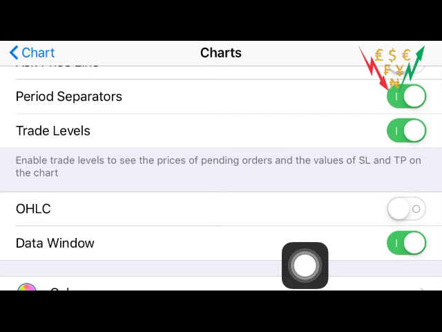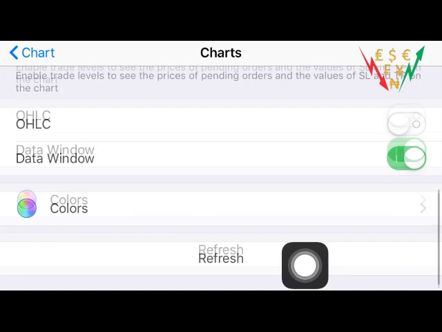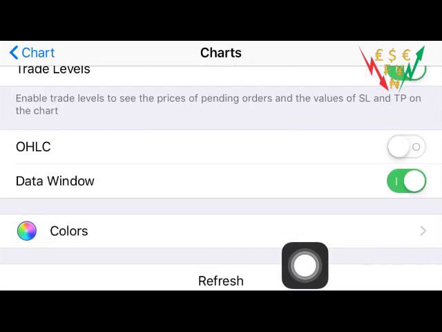Okay, now I use the period separators. I'm going to explain to you how that works. So I'll have the period separators on. Now trade levels shows stop loss areas and take profit areas.